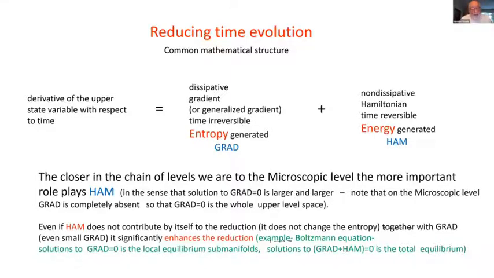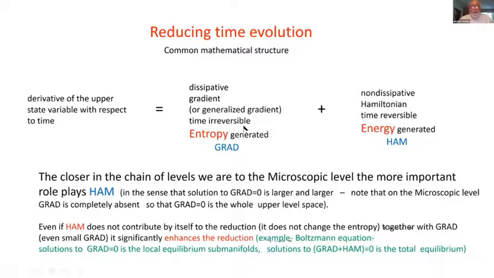There is an important and interesting observation that if we are on this chain of levels and we move towards the microscopic, with more details, then the importance of this term grows, and the importance of this term. So in the complete end of the microscopy, there is no gradient part. And it is important now, this cooperation between these two terms.